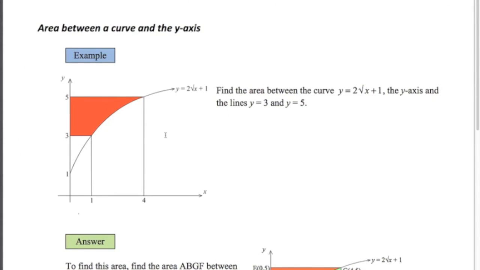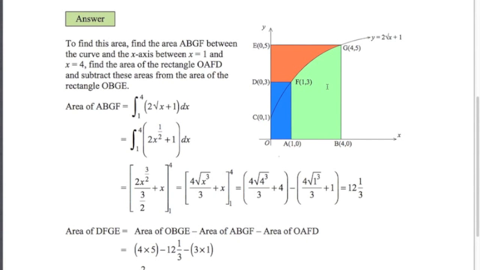So how do we handle examples where we want to find the area between the curve and the y-axis? Well, the simplest way I know is just look at the geometry of the situation and use the area between the curve and the x-axis to get the answer. So I want this orange shaded area here, the area between the curve 2 root x plus 1 and the lines y equals 3 and y equals 5. The way I'm going to do that is work out the area between the curve and the x-axis, that's this green bit here, and the rest are just rectangles, so that I can work out this orange part just by subtracting.